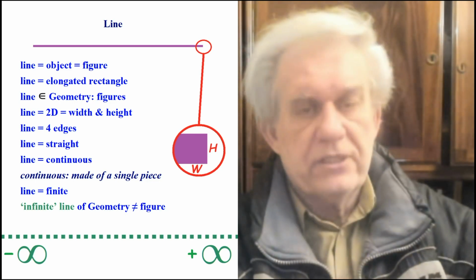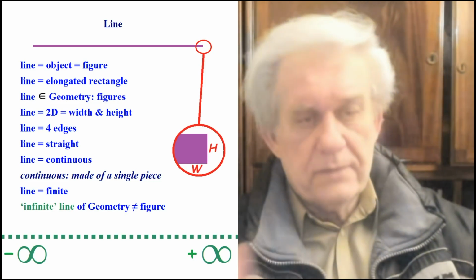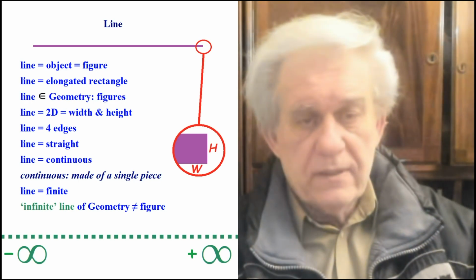Okay, that object there is an elongated rectangle. It's got 4 sides, 2-dimensional. Those sides have edges, so it's got 4 edges. It's got width and height, okay?